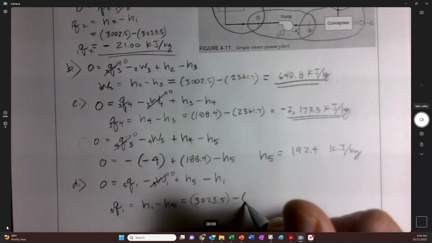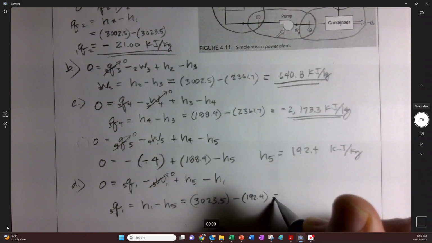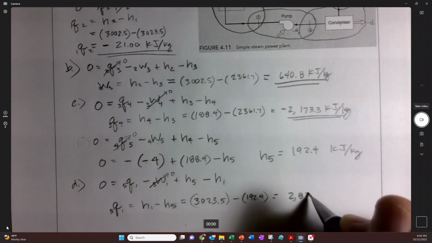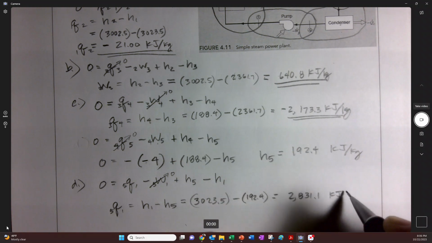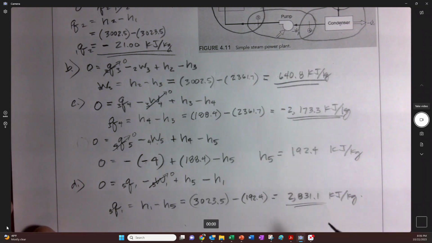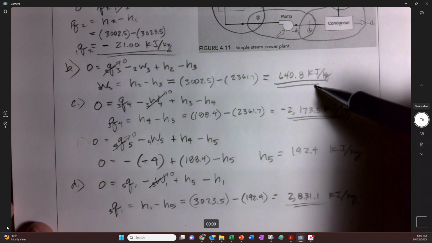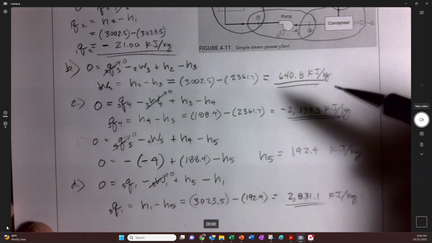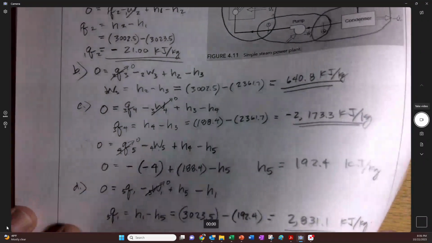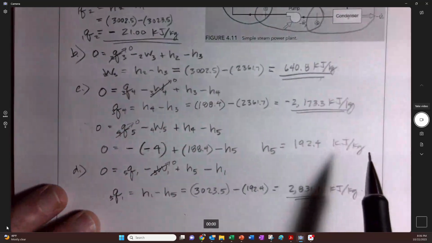And this was 192.4. So you get 2,831.1 kilojoules per kilogram. Now, if you think about it, that's not a very good deal because we paid this amount in heat, but we only got this amount in work out when it came to the actual deliverable that we wanted to get out of it. And the whole point of this thing was not just to play around and heat up water, make it steam, but to make this thing go around and generate stuff.